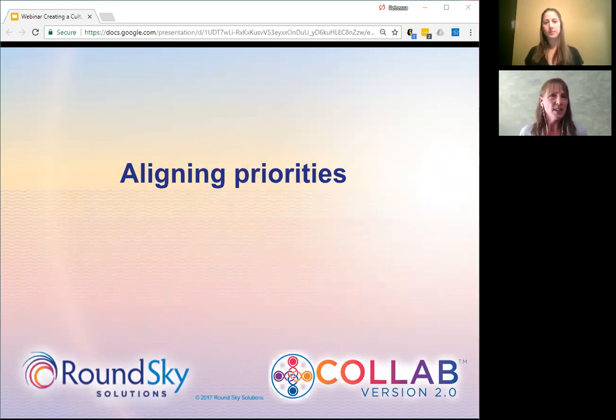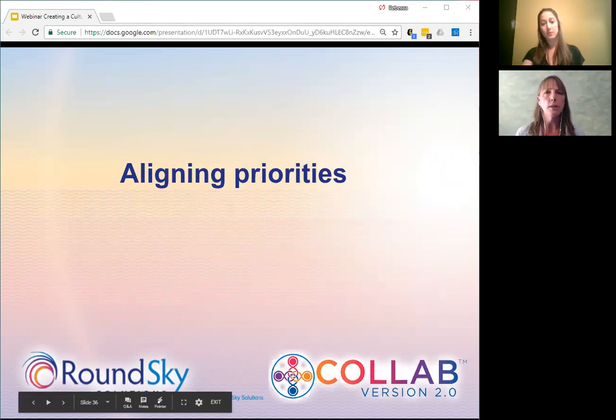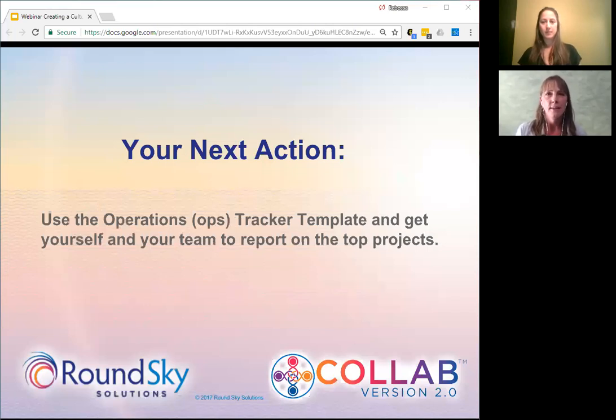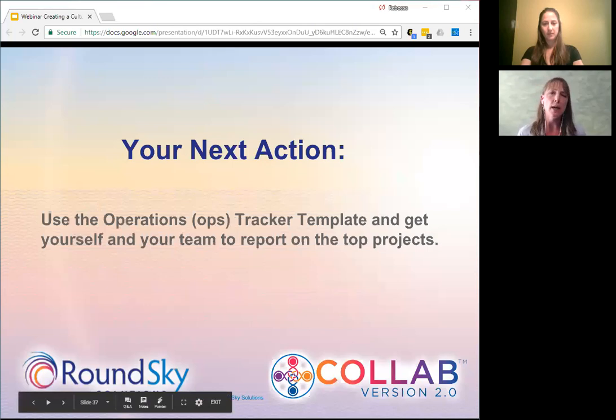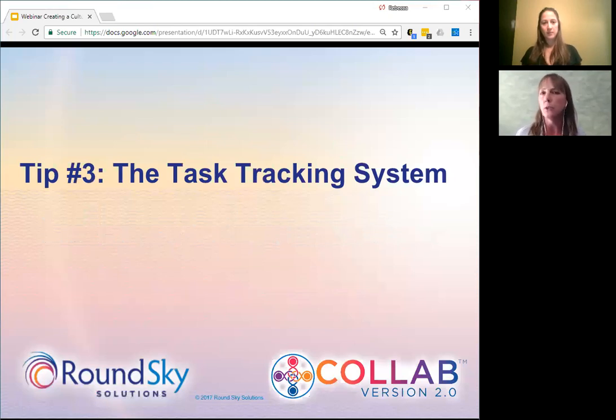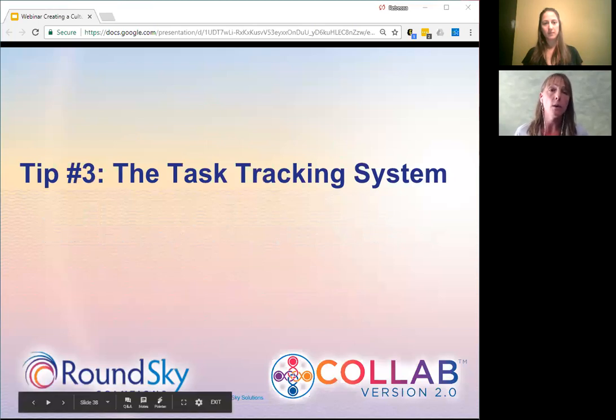So here's your next action for this tip. We recommend using our Ops Tracker resource that we'll send out to you in the follow-up email and get your team reporting on their top projects. So tip number 3, the task tracking system. This third tip I want to share with you is the importance of individual task tracking. In our current day and age, it's impossible to keep track of all the details of a complex and fast-paced work agenda without an external memory system for keeping track of it all.